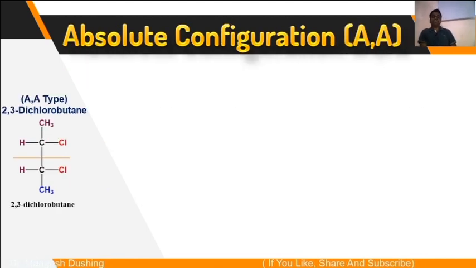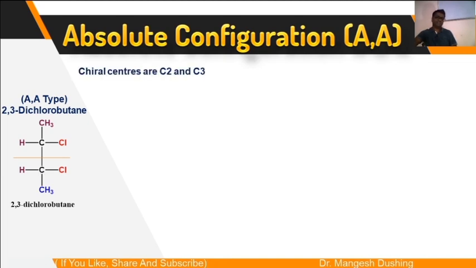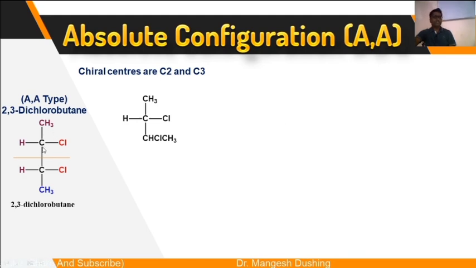Now we will see the absolute configuration for AA type of compounds. This is the example. The molecule name is 2,3-dichlorobutane. So there are 2 chiral centers. If you number the carbons, carbon number 1, 2, 3 and 4, then carbon number 2 and carbon number 3 are the chiral centers. Now you have to find out the absolute configuration for each chiral center.